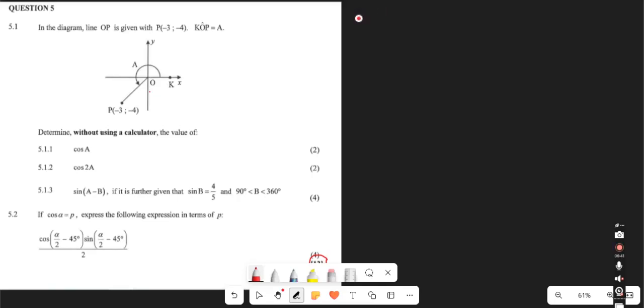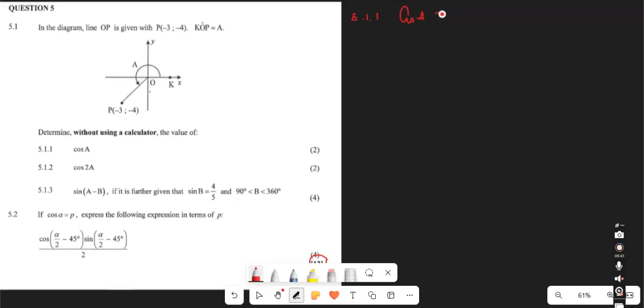Let's go straight to question 5.1. They say in the diagram line OP is given with point P, which is (-3; -4). Angle KOP is equal to A. So OP is at angle A. They say you must determine, without using a calculator, the value of cos A. That's 5.1.1. Which means there is no need for you to use any calculator. You must give them cos A.